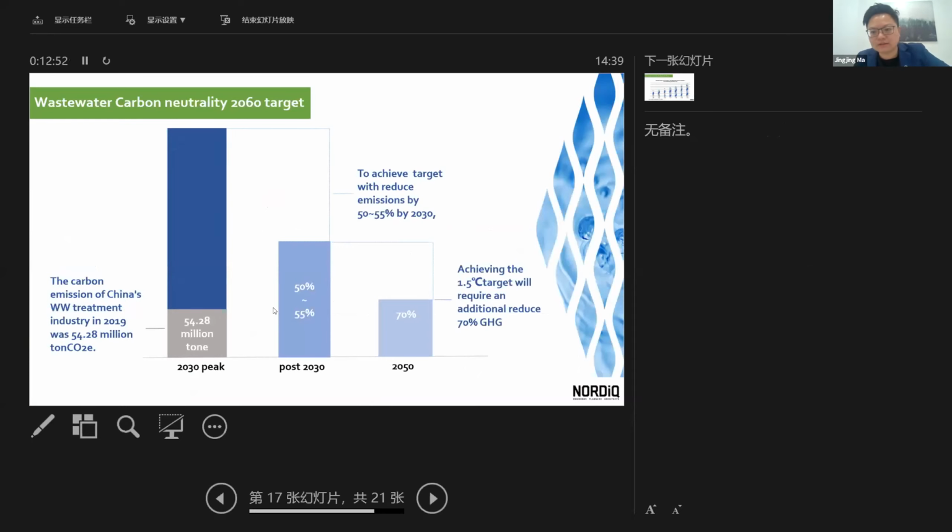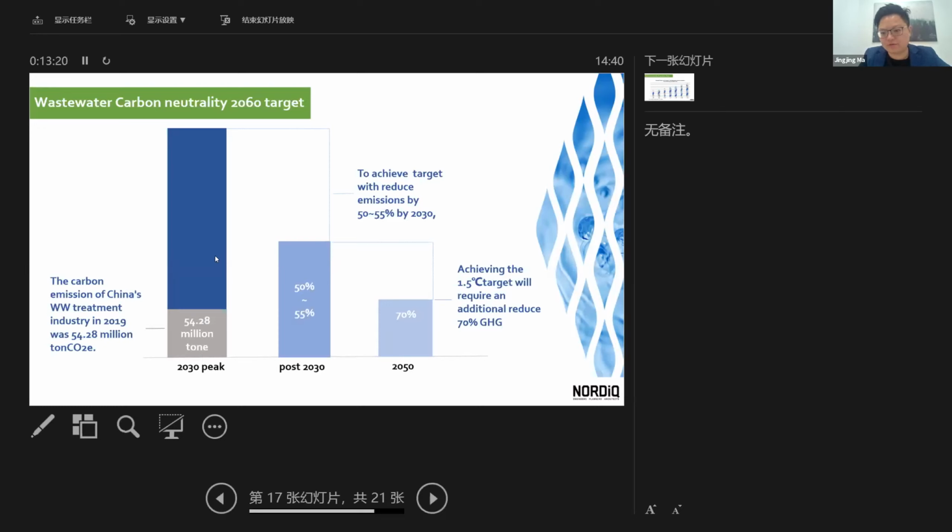This is the carbon emissions we calculated based on the previous numbers over the last 10 to 15 years. We calculate that roughly 54 million tonnes of CO2 equivalent back in 2019 has been emitted to the air, and that counts for around 0.5% of the Chinese total emissions.